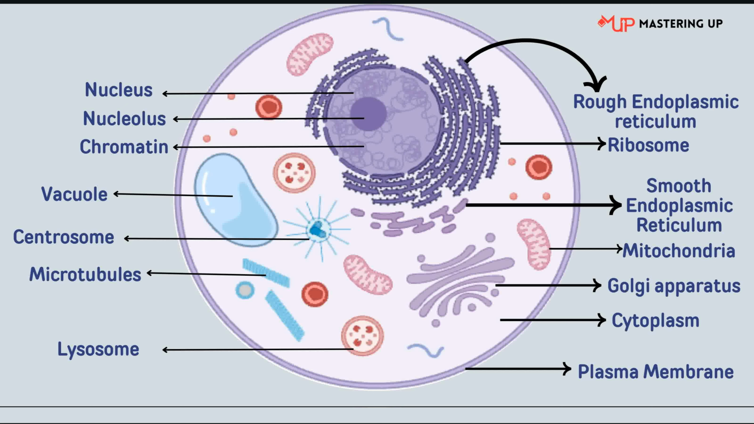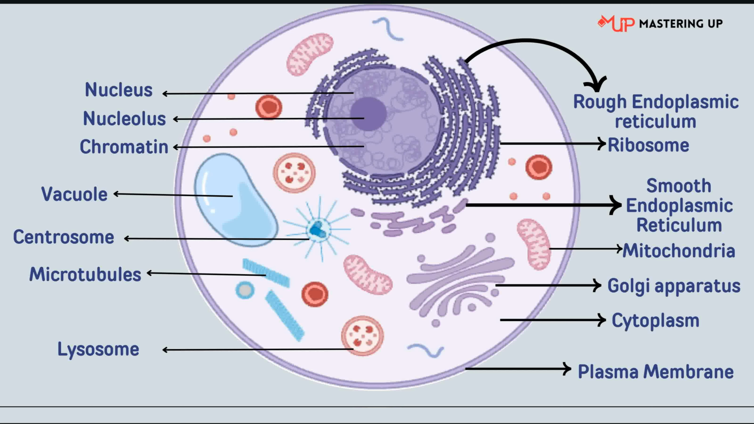Let's start with the nucleus, which is typically the most prominent organelle in the cell. The nucleus is often referred to as the control center because it contains the cell's genetic material, that is DNA. This DNA is organized into structures called chromosomes, which carry the instructions for building and maintaining the cell.